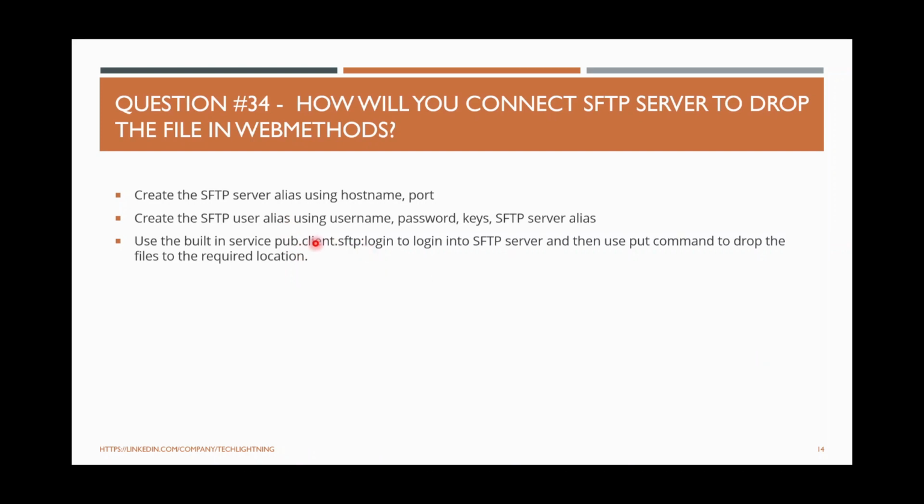There you can mention the SFTP user alias. It will take all the details from the SFTP user alias in order to connect to the SFTP server, and it will create a session key for us. Once the session is established, we can use other methods to change the directory, and you can use a put command to drop the file to the required location. This is for sending the data to the SFTP location.